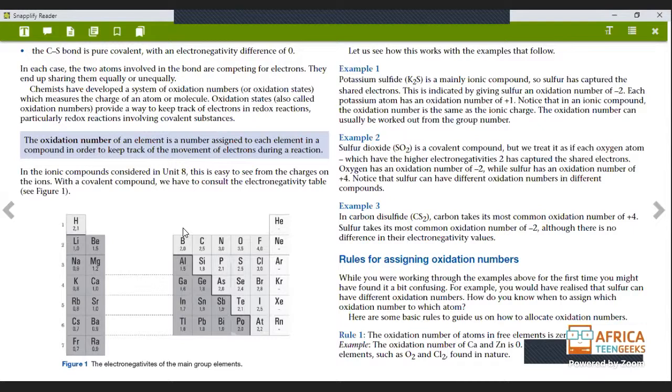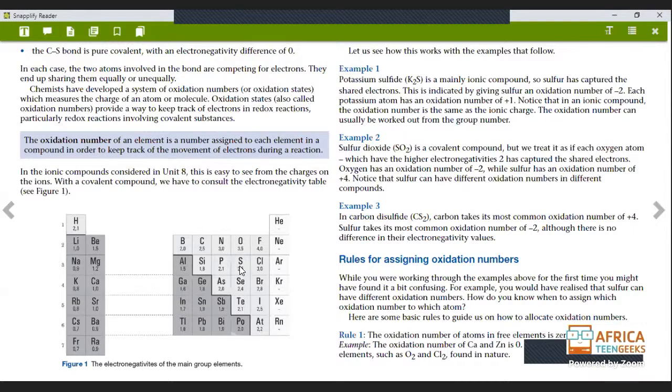Now they give us an example. Potassium sulfide is mainly an ionic compound, so sulfur has captured the shed electrons. This is indicated by giving sulfur an oxidation number of minus 2, which is S.